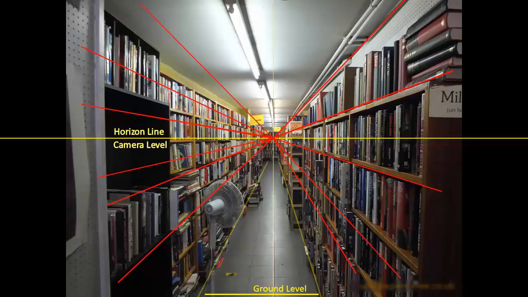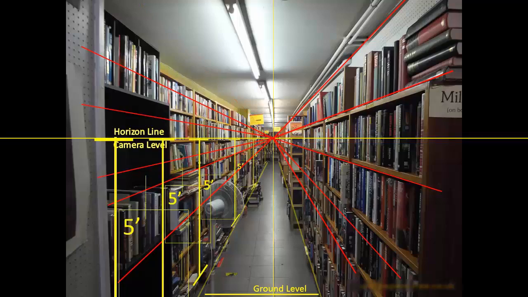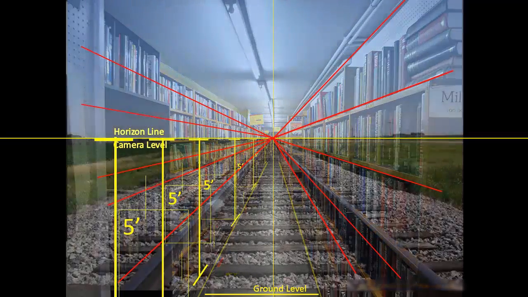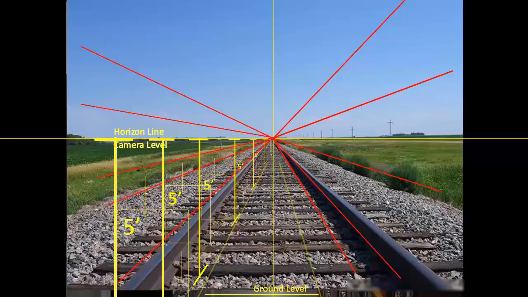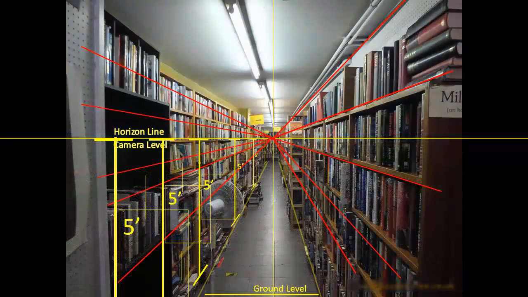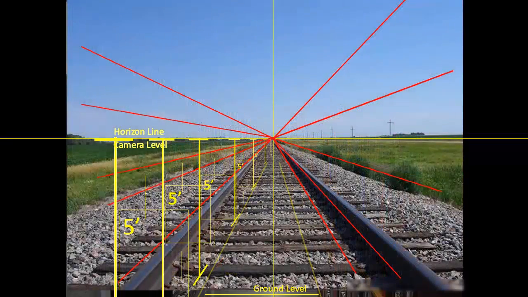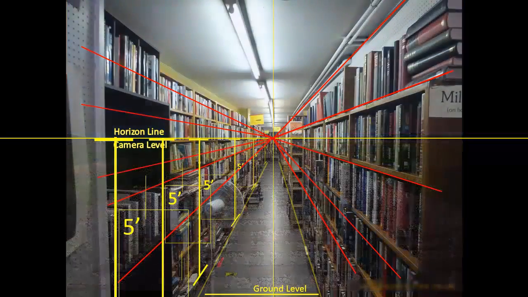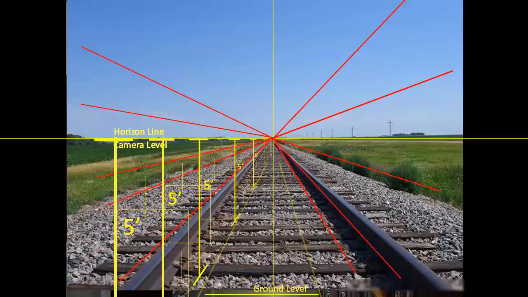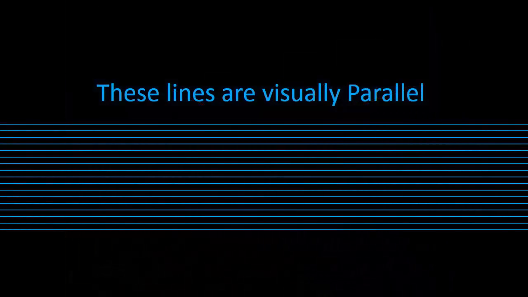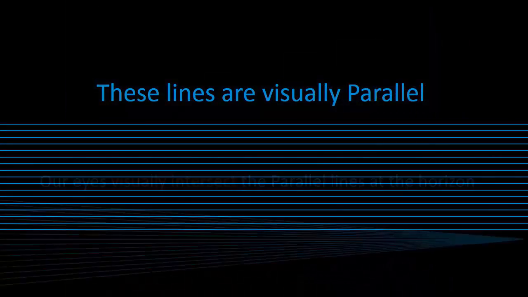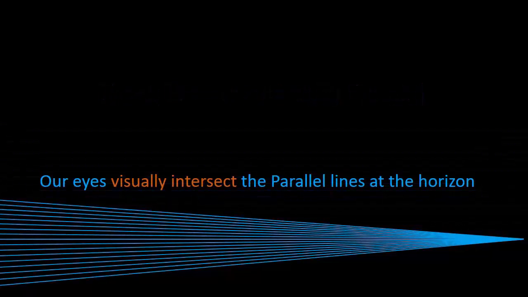See, the ground and your eye level are actually parallel, but visually the ground angles up to your eye line. That's why I say you can't look down at the horizon, because the horizon angles up to your eye level. The two, your eye level and the ground plane, are parallel all the way to the horizon, but it's the bottom ground plane that angles up to your eye level. These lines are visually parallel. Our eyes visually intersect the parallel lines at the horizon.